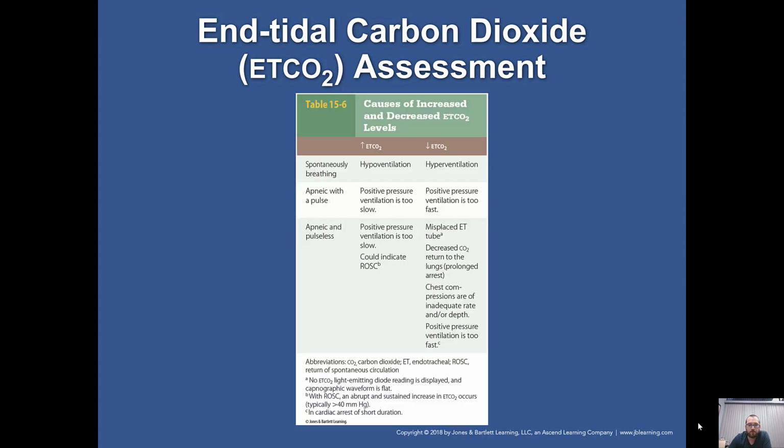All right. One of the great things we can use end-tidal for is during CPR. Put on your end-tidal carbon dioxide monitoring. Every time we're doing chest compressions, our CO2 is minimally coming out, like less than 10. So if we're getting an end-tidal of 5, that means our chest compressions suck.